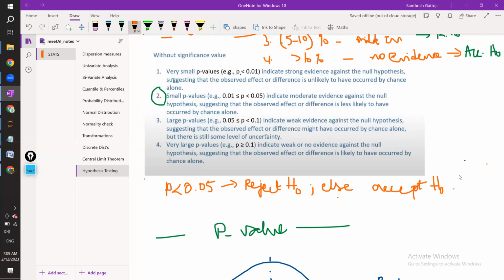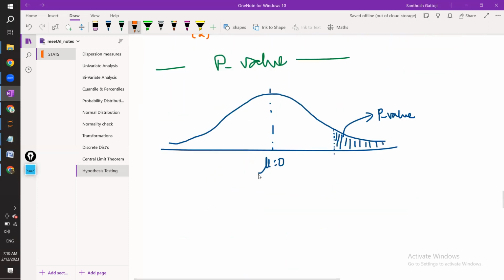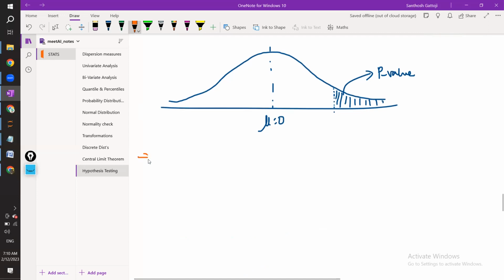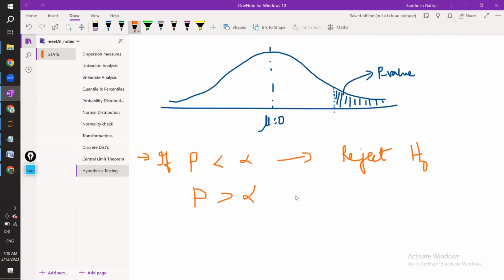Yes, Santosh. Okay, we'll try to understand it more. So why are we saying 0.05? Because usually we take alpha as 0.05. This is alpha. Actually, if the p-value is less than alpha, reject the null. This is the actual rule. If the p-value is greater than alpha, accept.